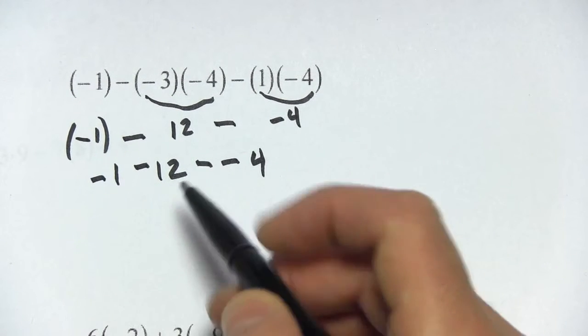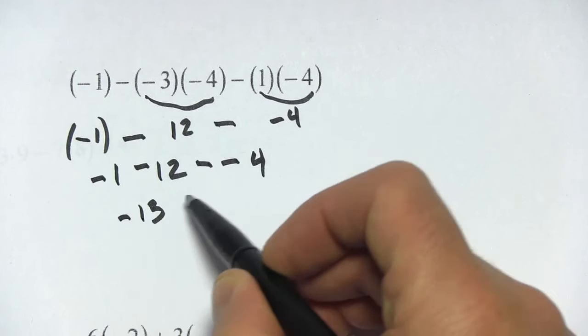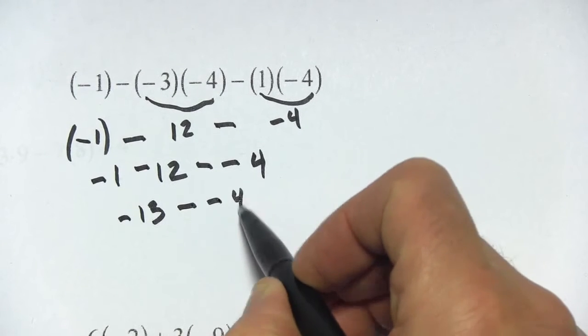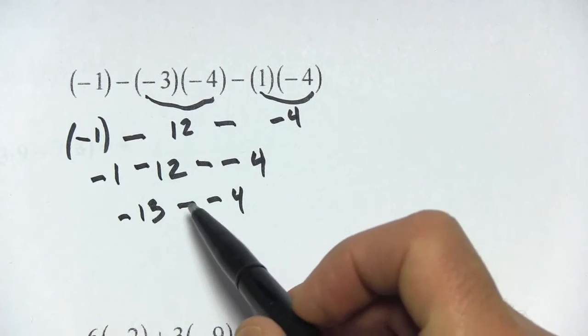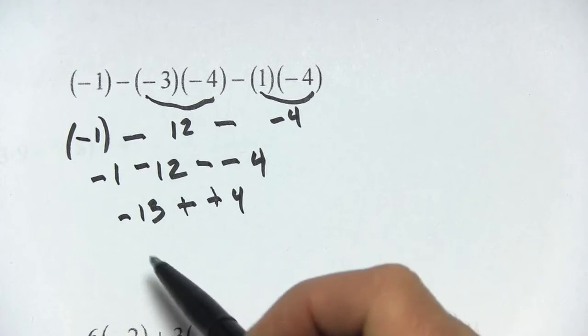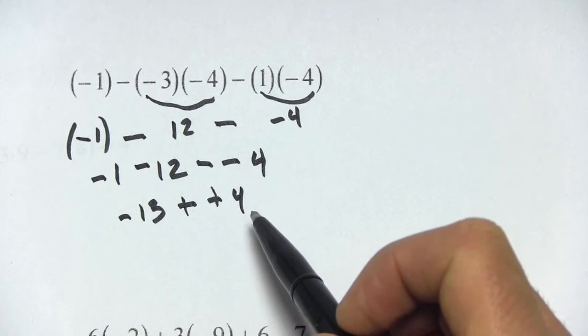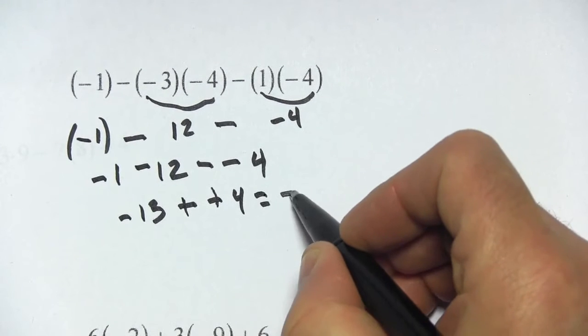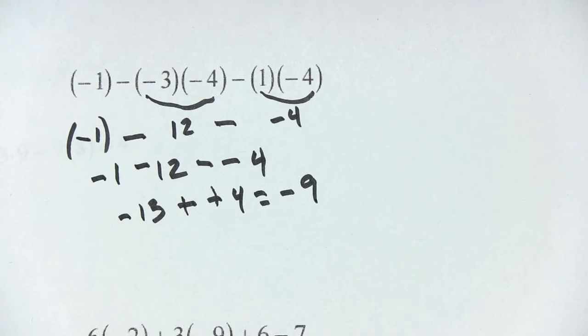Negative 1 minus 12, that's going to be negative 13. So this is negative 13 minus a negative 4. And when you minus a negative, it's just like adding. You're doing the opposite of subtraction. So negative 13 plus 4 is going to be a negative 9. Again, use a calculator if that gets confusing.